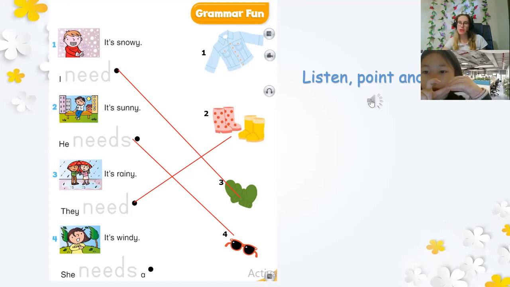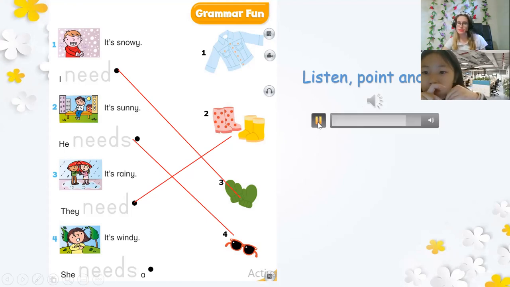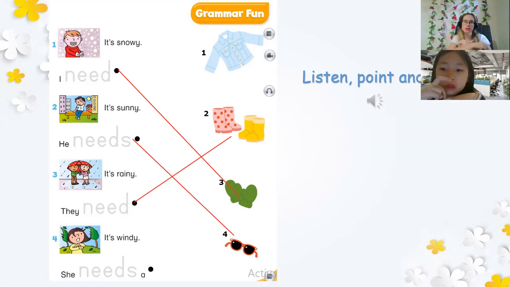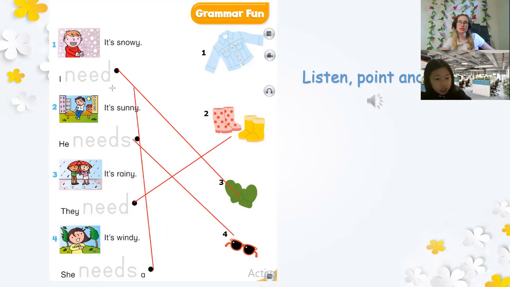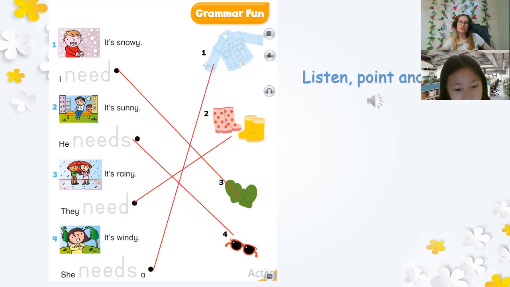Much better. Please pay attention. Focus. It's windy. Look at the girl. She is shivering. It's cold. What does she need? Yes, she needs a jacket. Number 1.